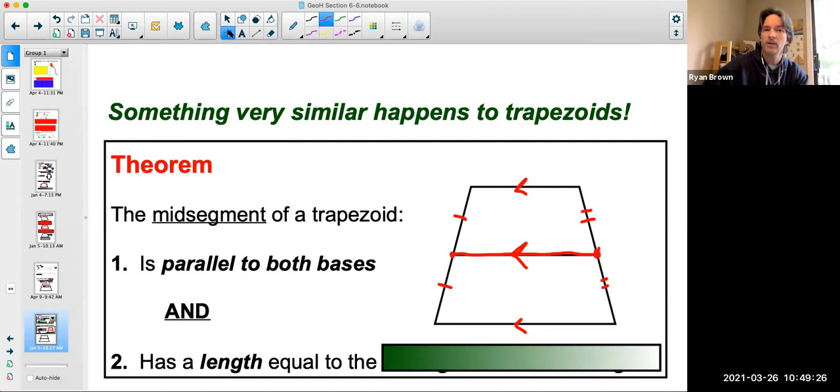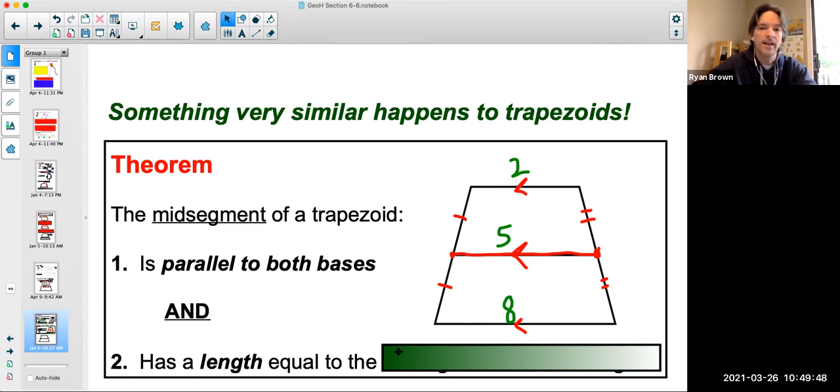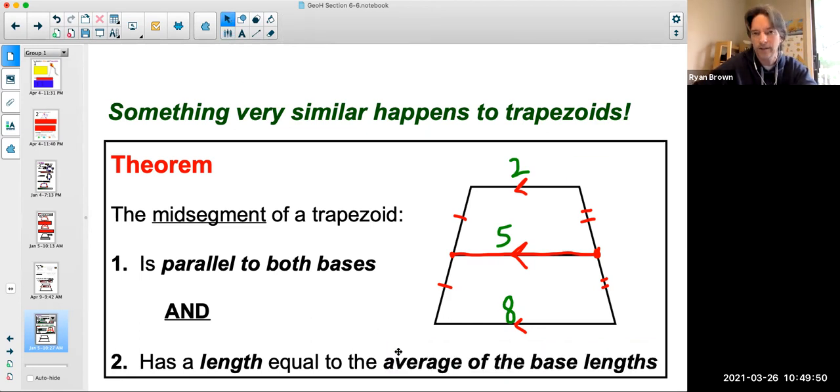Well, let me give you an example, and I wonder if you guys can figure it out. If I know this side had a length of 2, and this is a side length on the bottom of 8, I'm going to tell you right now, the length of the midsegment is 5. Do you know how I got that? Basically, what you do is you add the opposite bases and you divide by 2. We say that the length of the midsegment is the average of the two bases. So 2 plus 8 divided by 2.